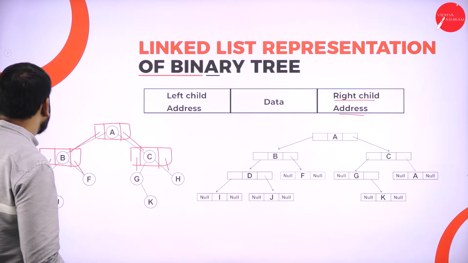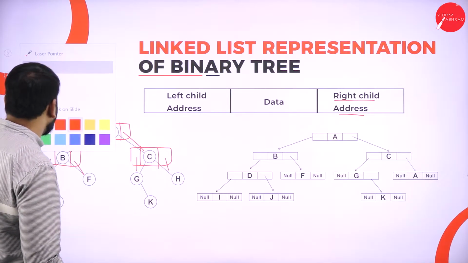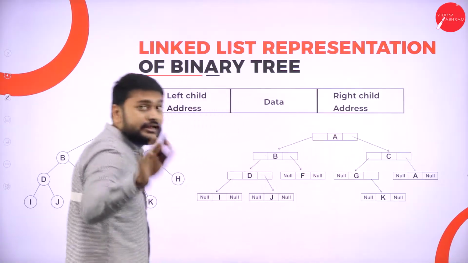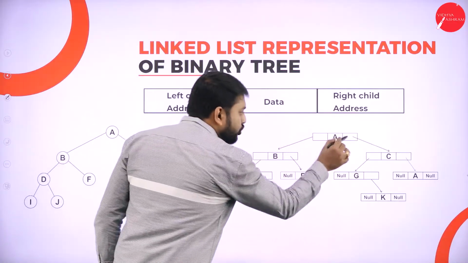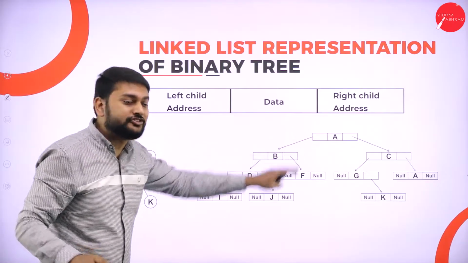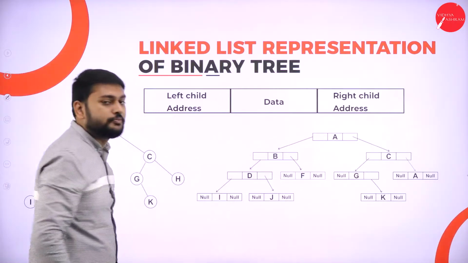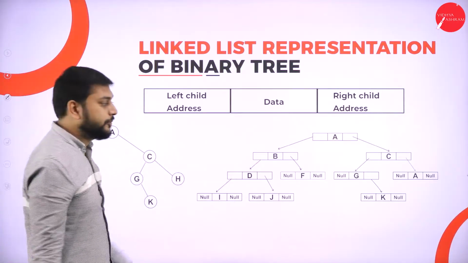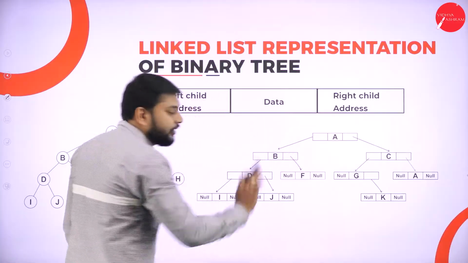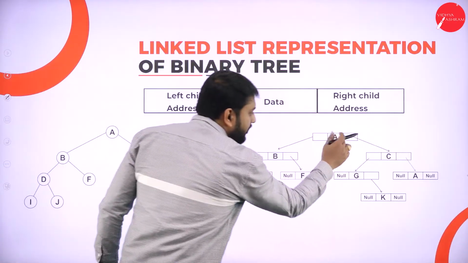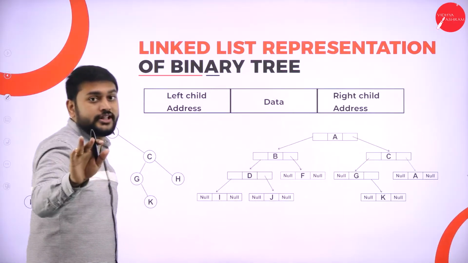Let me explain the concept to all of you once again. I have A. I'm writing A in the data part. In these 2 parts, right now it is empty. What should I mention in the left side? I should mention the address of the left child. That is what I will be writing. I'm filling the address of the left child. After that, here in this part, the address of the right child. That's what I'm doing here.